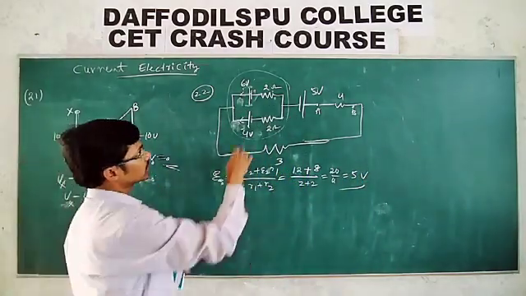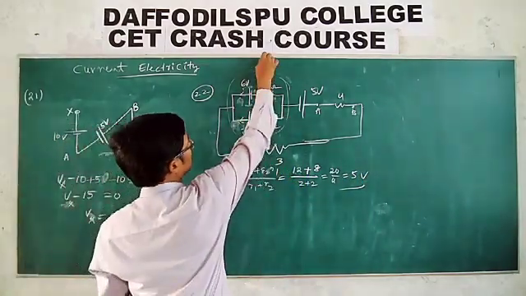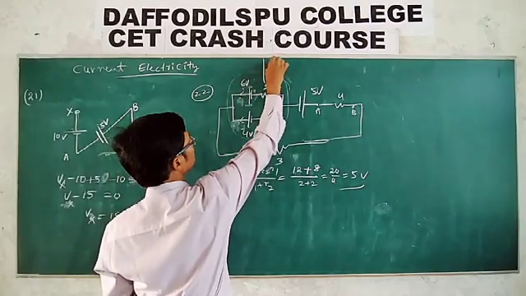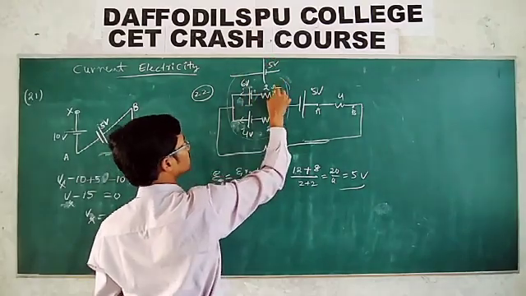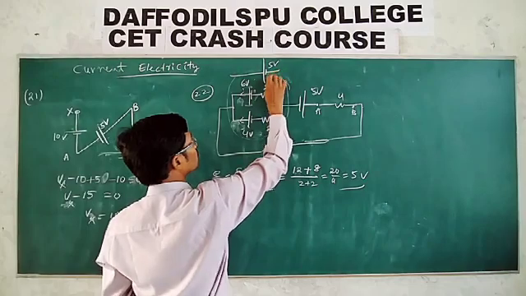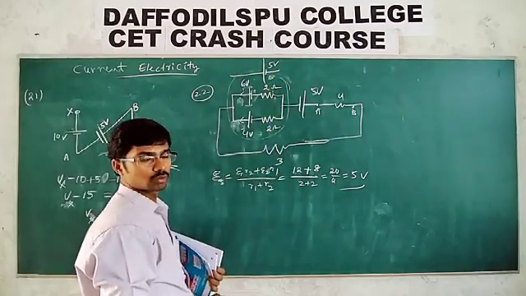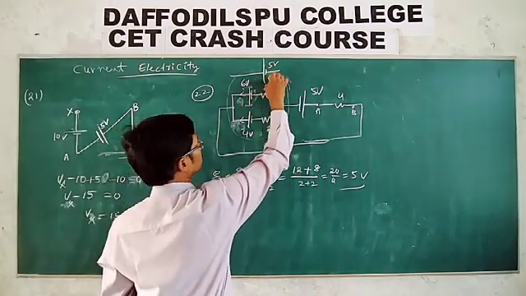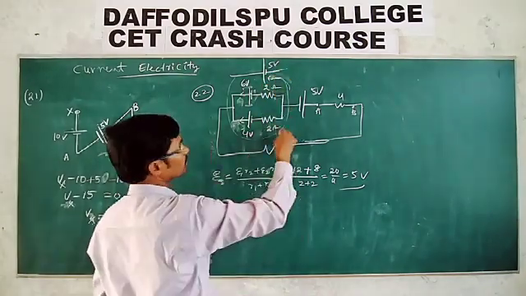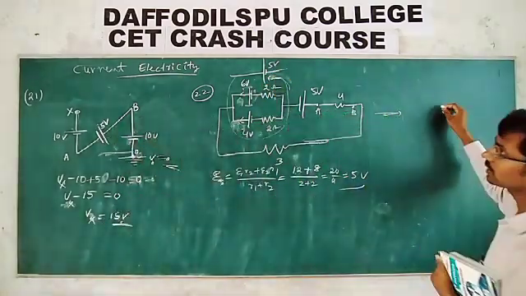Now look at this one. These two are having 5. And remember, this is a 5 volt network. What is the equivalent EMF? 2 by R by 2. Both are in parallel only. Now this equivalent circuit, let me draw here.